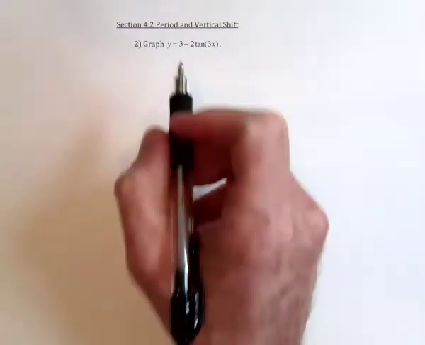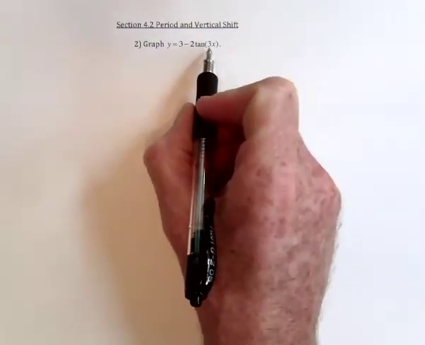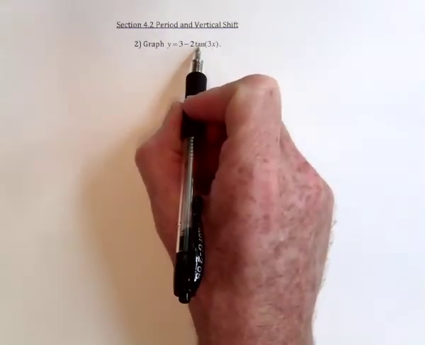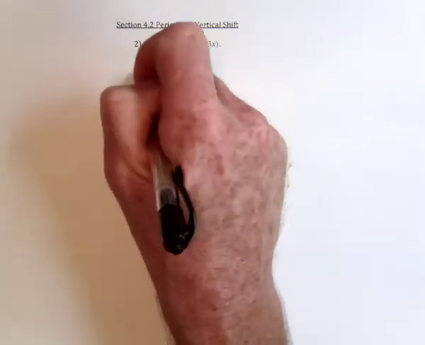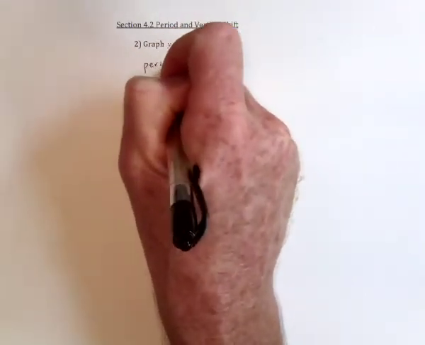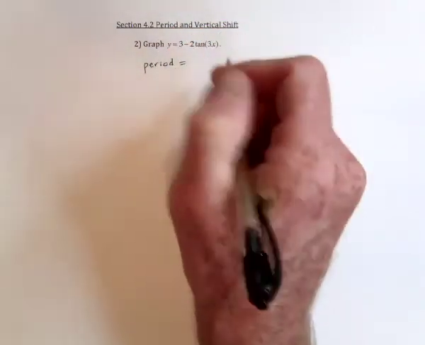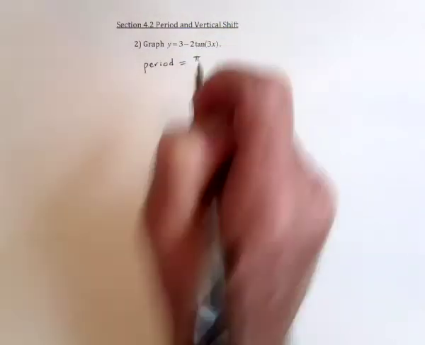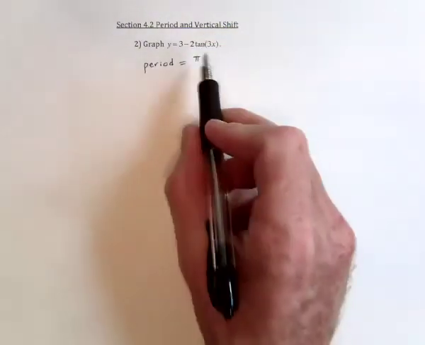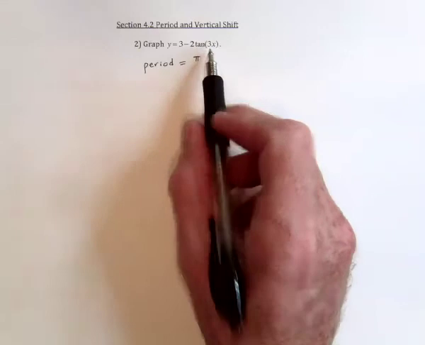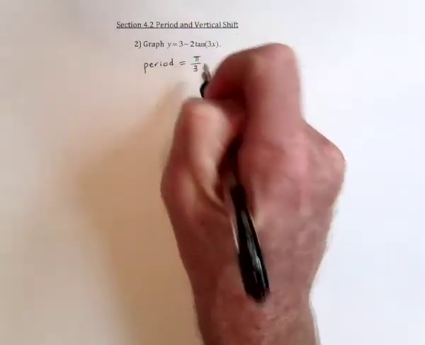So the first thing to do is find the period. So we begin with the original period of tangent of x. And for tangent of x, the period is pi. And then this 3 says take that original period and divide by 3.